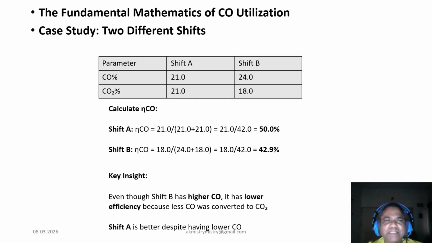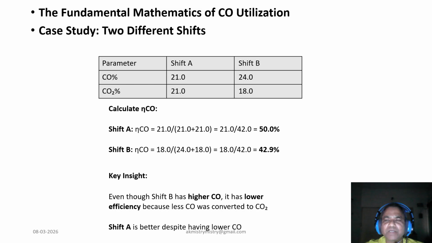The key insight here is a crucial one for all of us. High CO in the top gas is not necessarily a sign of good operation. It can actually be a warning sign. Shift A is the better performing shift because they converted a higher percentage of their available CO into useful work of producing CO2. They use their gas more efficiently. Never just look at one number in isolation.